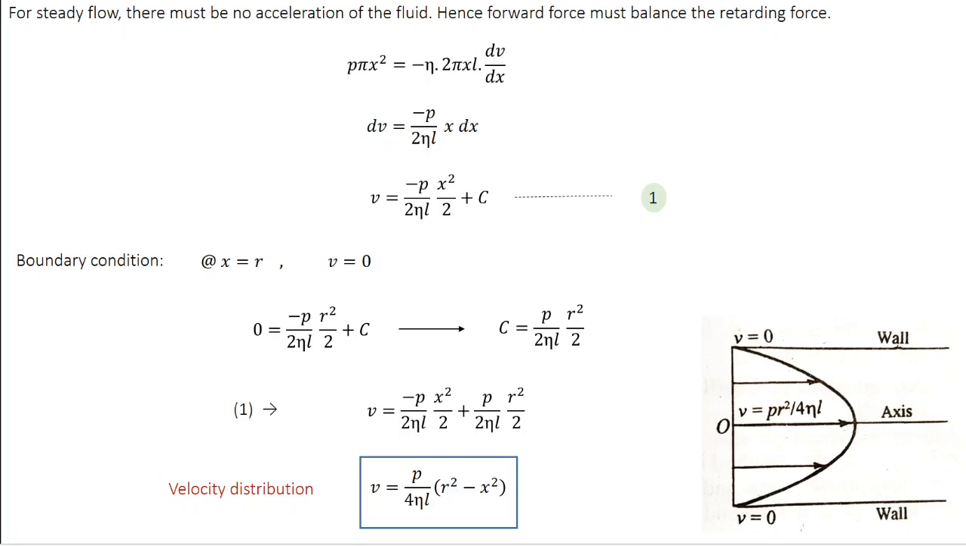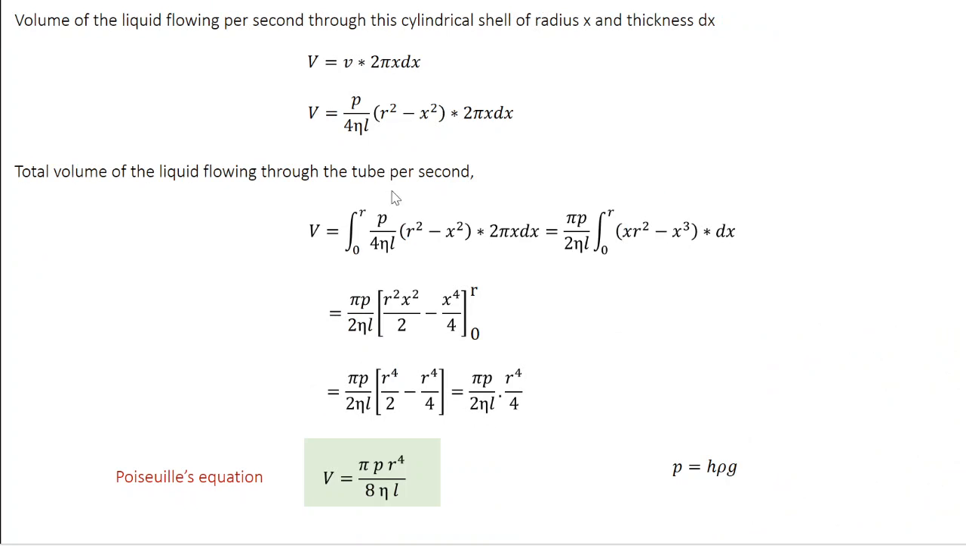Now what about the amount of liquid flowing, or the volume of liquid flowing per unit second? The volume of the liquid flowing per second through this cylindrical shell of radius x and thickness dx is going to be velocity multiplied by area, because velocity is length divided by time, and length into area is volume, so volume by time. This is the amount of liquid flowing per second. So capital V is going to be velocity small v multiplied by 2 pi x dx. You have to remember capital V is not simply the volume. This is volume per second, volume per unit time. We know the expression for velocity v, so substitute for that, and you get capital V equal to P by 4 eta L, into r square minus x square, into 2 pi x dx. So this is the volume per second through the cylindrical shell.